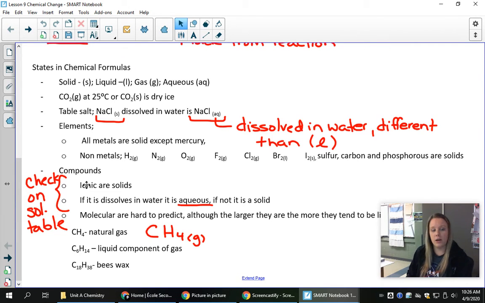Now, if you've got an ionic compound, we do try hard to make sure that you can find them all on your solubility table, but if you can't, it's okay just to default to calling them solids. That's what we were doing when we didn't know about the solubility table. So if you can't find it, just write solid when it's ionic.